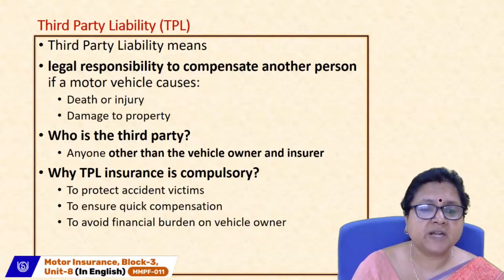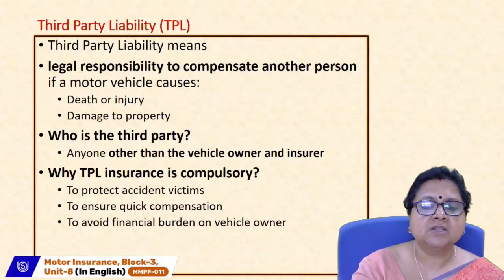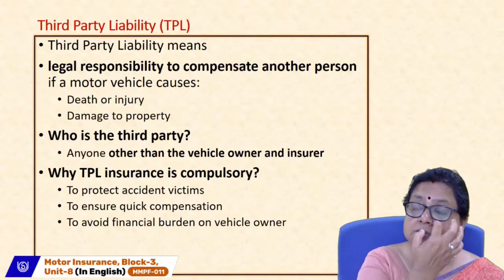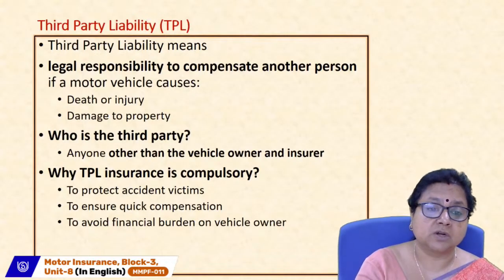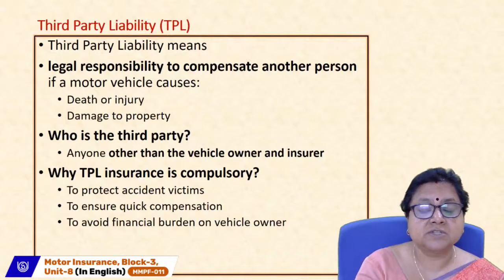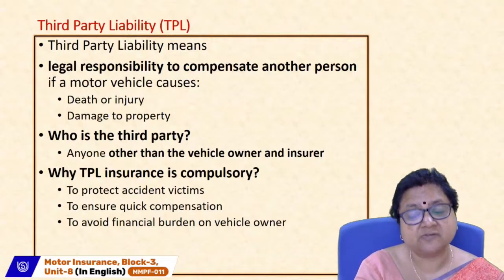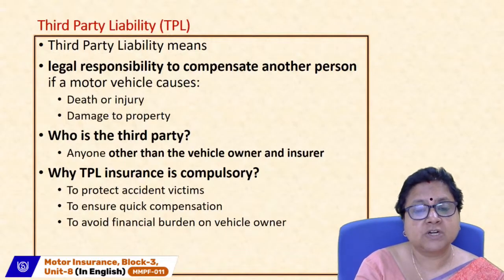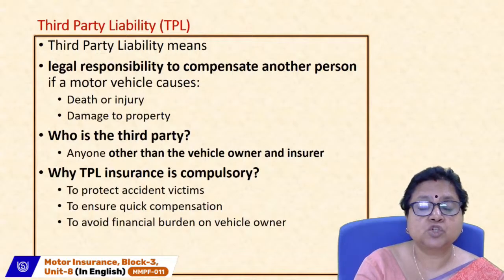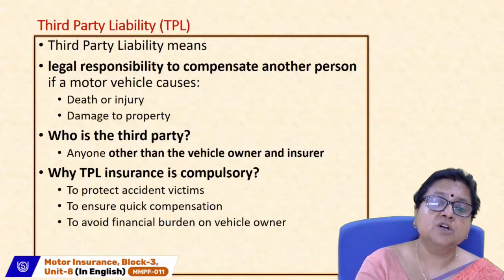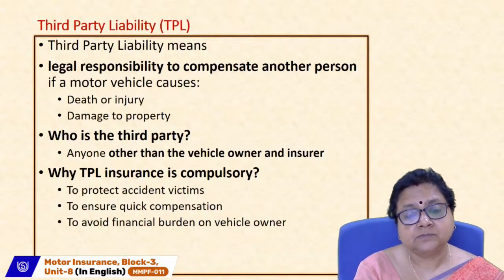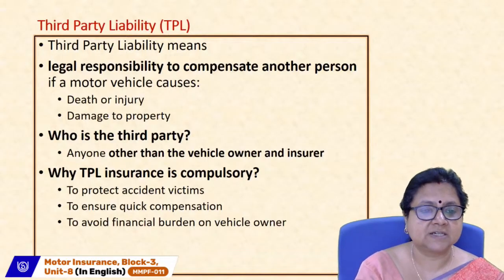So who is the third party here? The third party is the person who is actually the victim. It is not the insurer, it is not the insurance company, it is not the vehicle owner, but it is the person who is the victim, who has faced the accident. So it is the insurance company or the vehicle owner who is now liable to pay the victim who has faced the accident.